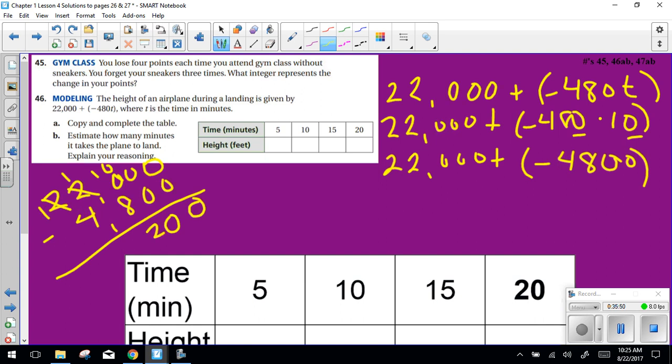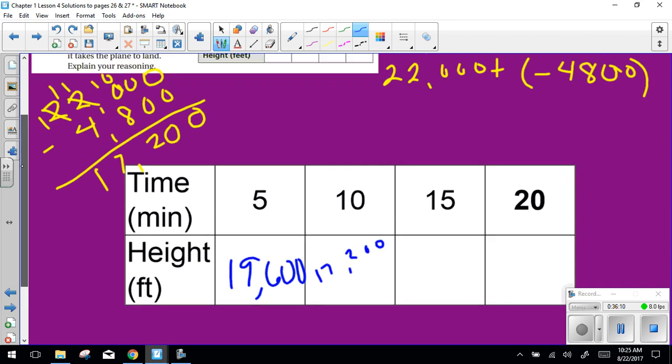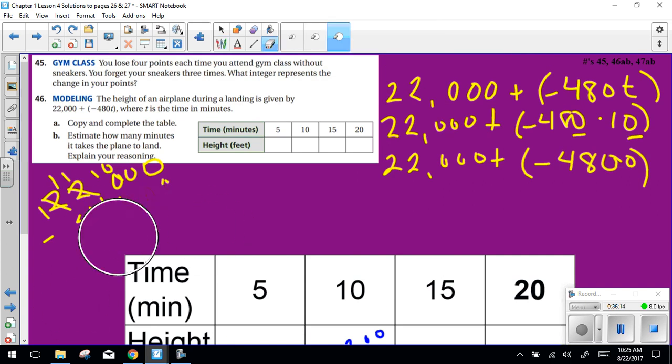Let's borrow again. 11 minus 4, where am I? 7. And then 1 minus nothing is 1. So now I'm at 17,200. So down here, 17,200. Okay, now we're going to go to 15 minutes.